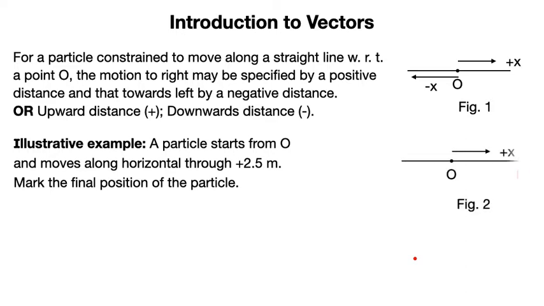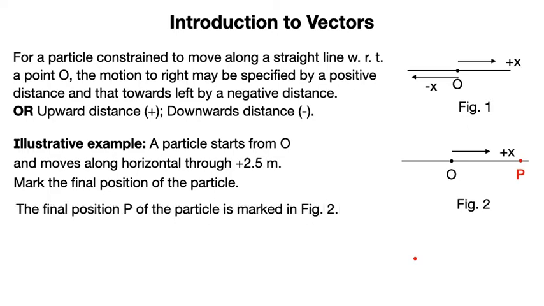Now we have a convention that the distances to the right are positive. So from O we will locate a point P which is 2.5 meter right of O. P here defines the final position of the particle in figure 2. This is the final position.